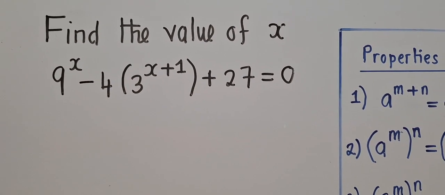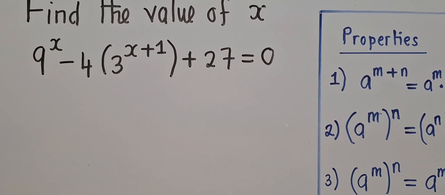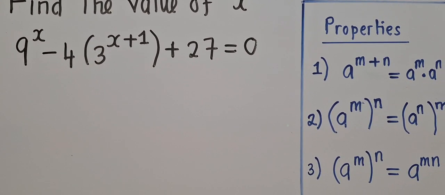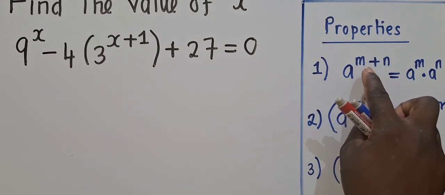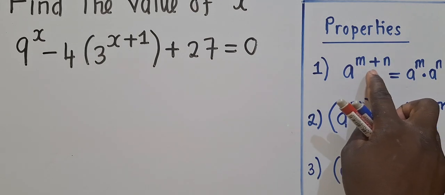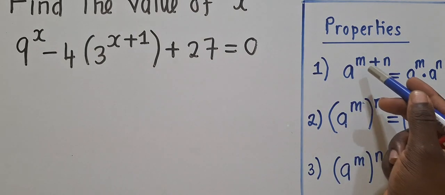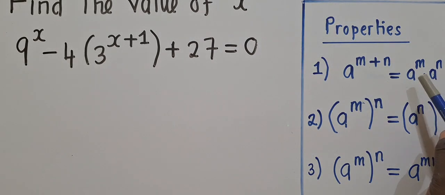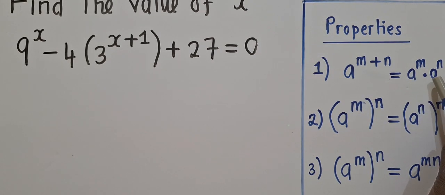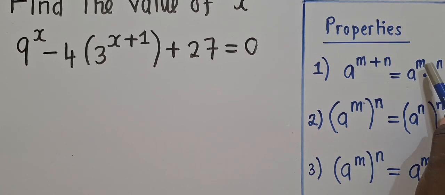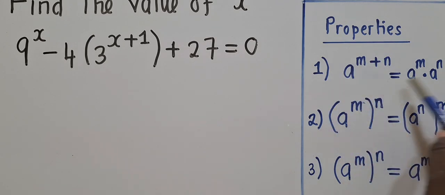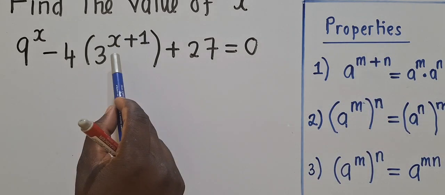So these are the three properties. Hopefully you can see. Let me just talk about them a little bit. The first property says that when you've got powers and those powers are being added, it means the bases are the same and those bases were being multiplied. So this law of indices says that when you're multiplying the same bases, you add the powers. This is what it means. And this is the property we are going to use at this point.